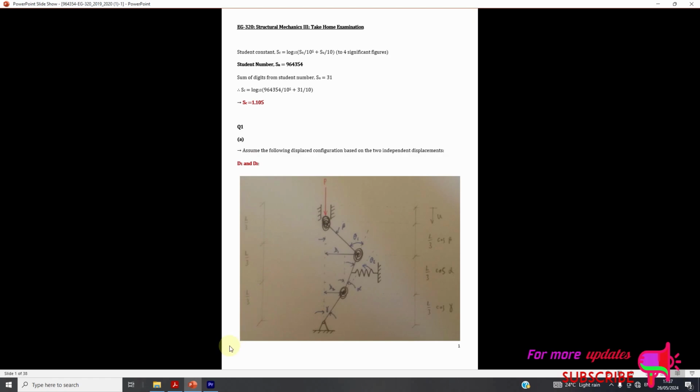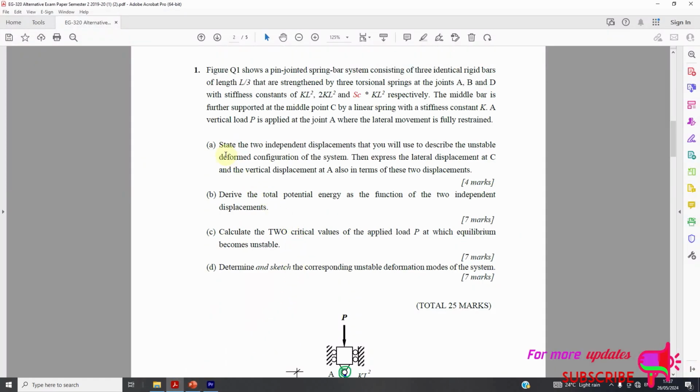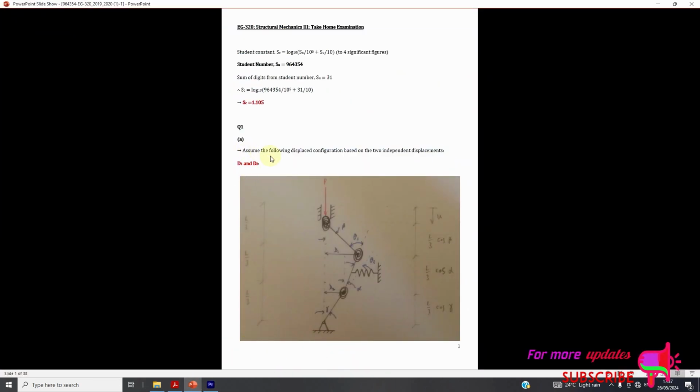So question A. The answer is: assume the following displaced configuration based on the 2 independent displacements, D1 and D2. This one is displaced as follows. You can see beta here, theta here, alpha here, and then phi at this point. These are the angles. Then you can see the spring here, pushing this toward this side. This one has displacement d1, which is greater than d2, as you can see, and the load is also pushing this point downward. So that is the answer to question A.